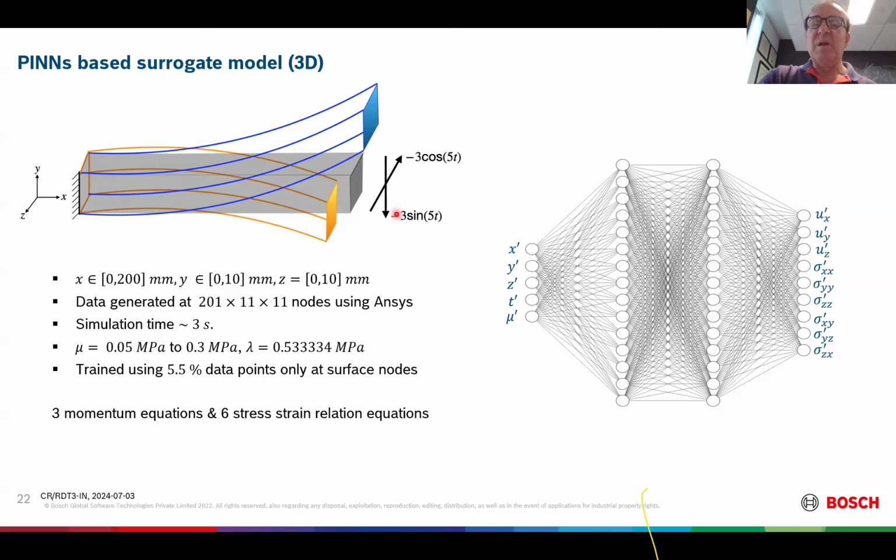Also, Varun, for inverse problems, finite elements are very, very expensive because they have to iterate many, many times. So they are definitely more expensive than PINNs, even if you account for the training cost.